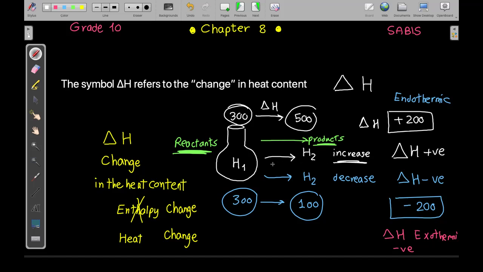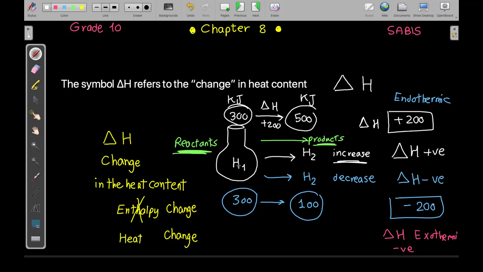If H2 has increased compared to H1, in this case I will call it heat gained. I have gained here. I have 300 heat and it becomes 500 heat, let's say in kilojoules, from 300 to 500. It's like your wallet. Your wallet had 300 and now it has 500. Why? Because you have added. So it's an endothermic process. The change is a positive change. So delta H has increased, by plus 200.